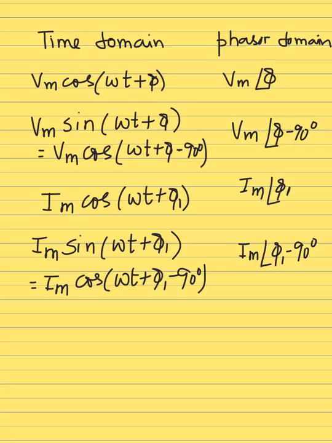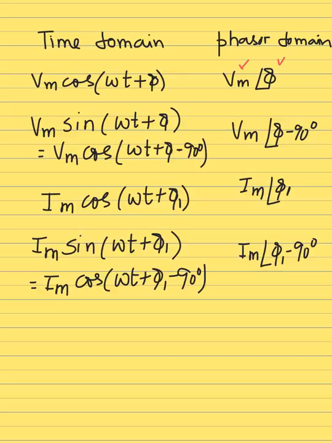Okay, so here's how the sinusoidal functions in time domain are represented in phasor form. If you have Vm cos(omega t plus phi), that means a sinusoidal signal with an amplitude Vm, in cosine form, and a phase angle of phi. That will be represented in phasor domain as Vm to an angle of phi.